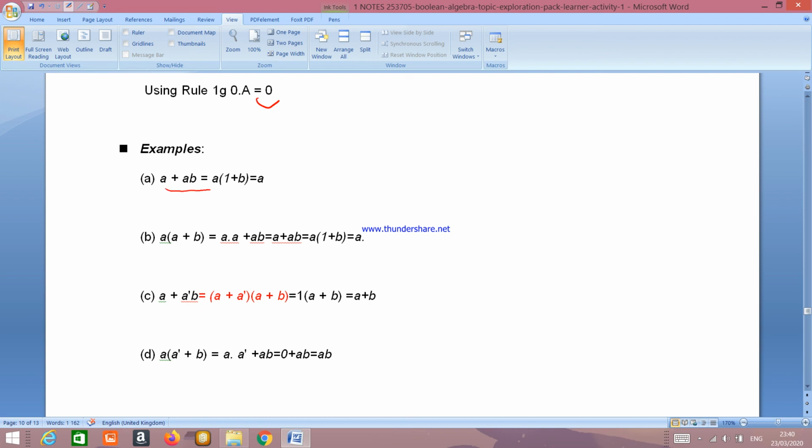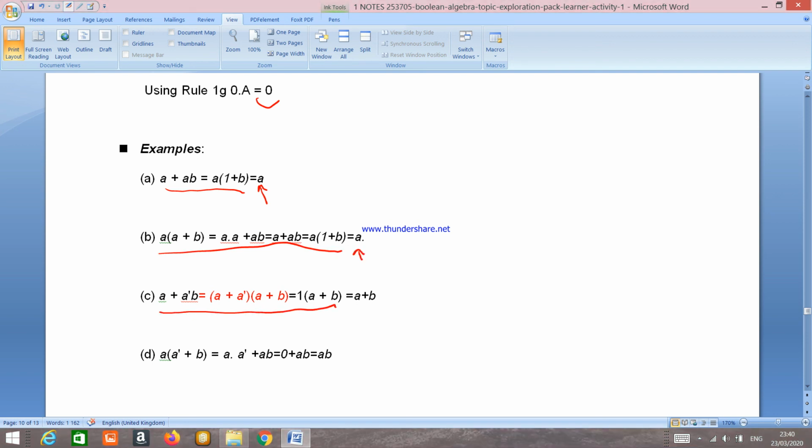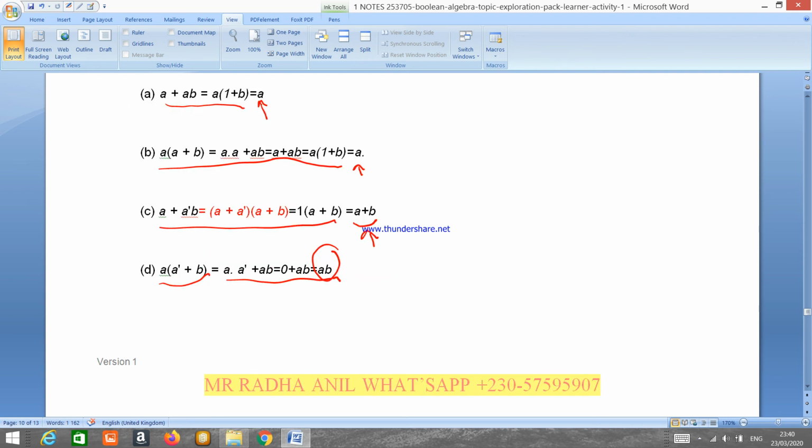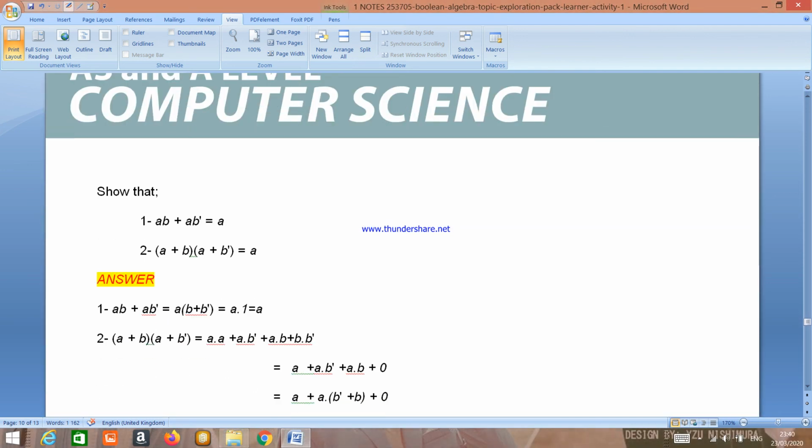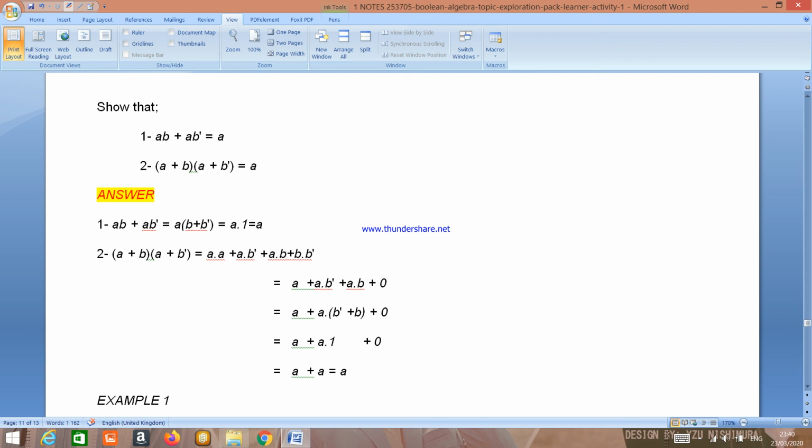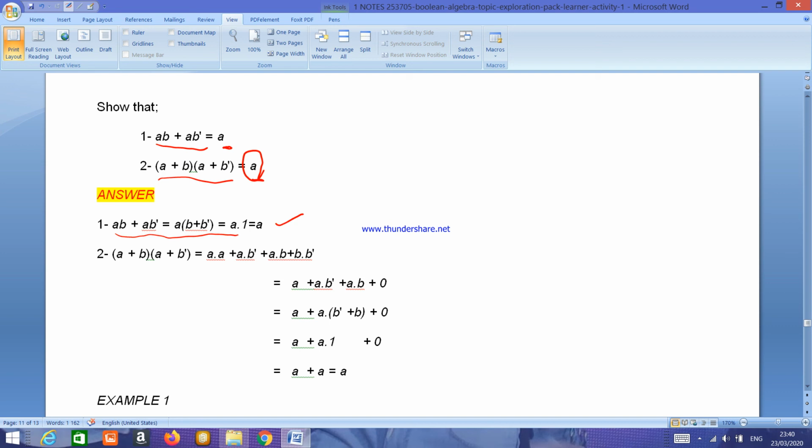And this example, this one, try to solve it. This one, this A times B. Now try this one. Get A. Try this one. Get A. I'll work it through.